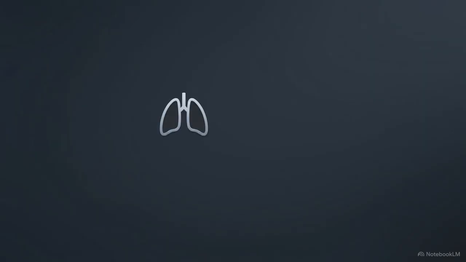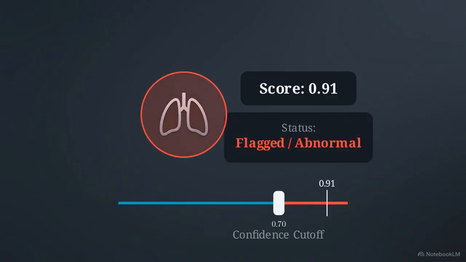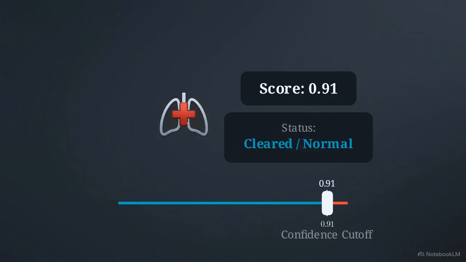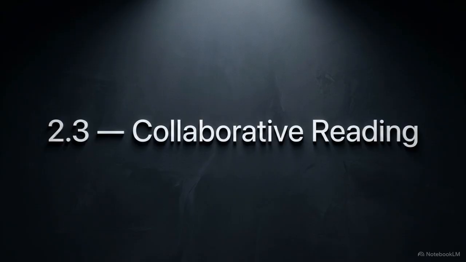We can see how this works behind the algorithm. An image model usually outputs a score, such as 0.91 likely abnormal. Engineers set a cutoff threshold using a slider like this one. If the score is above the cutoff, the scan is flagged. If it falls below, the scan is cleared. Adjusting this cutoff is how a hospital tunes an AI system to match its own specific patient priorities and clinical goals. Once tuned, the AI usually enters the hospital as a second reader.